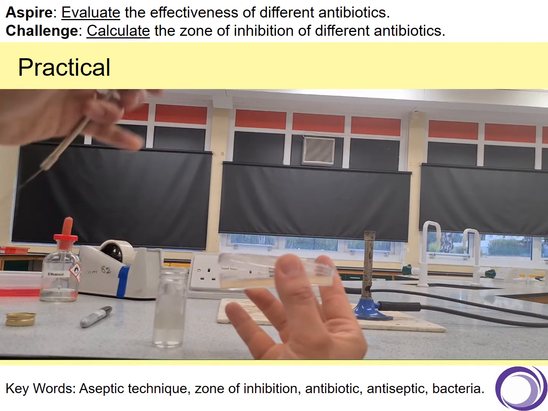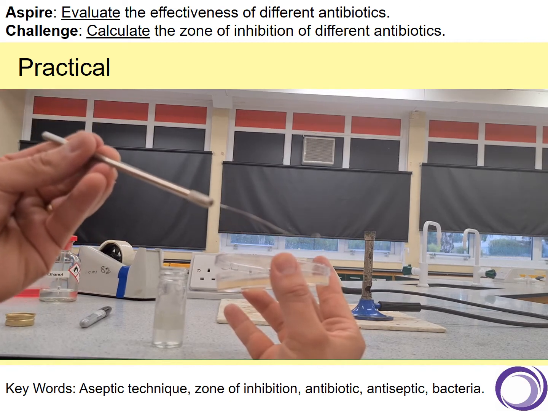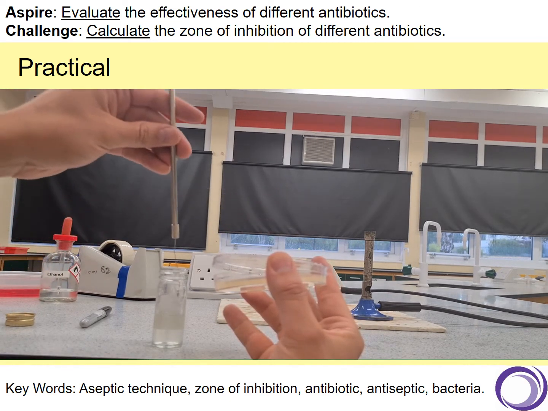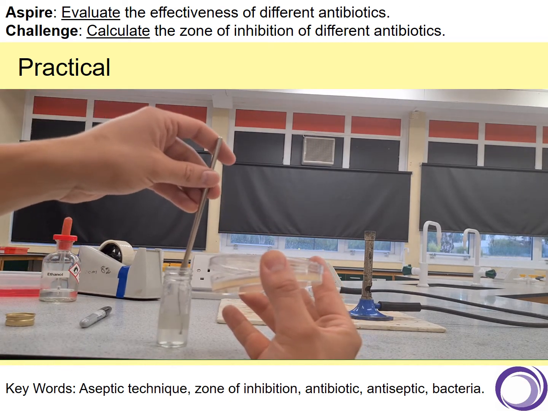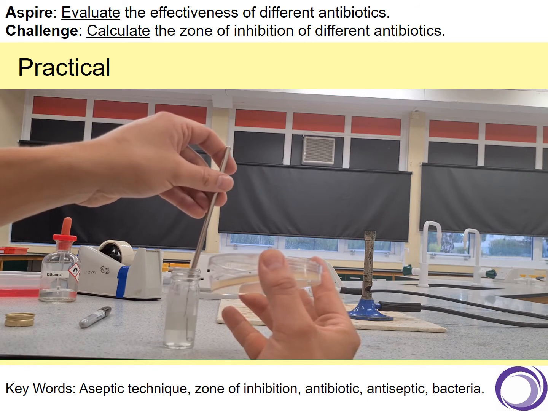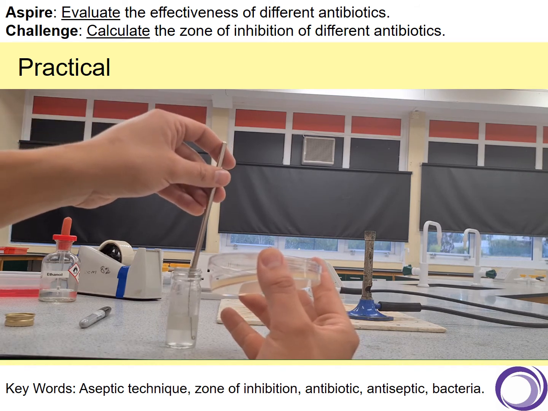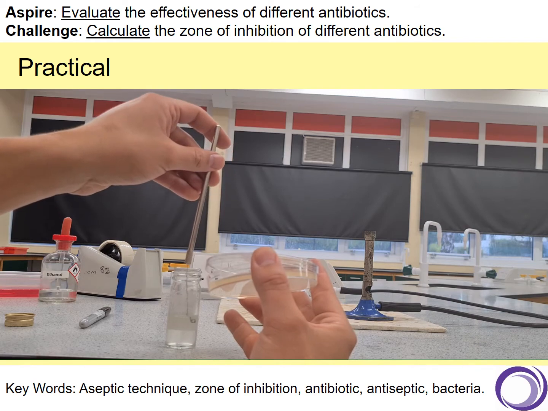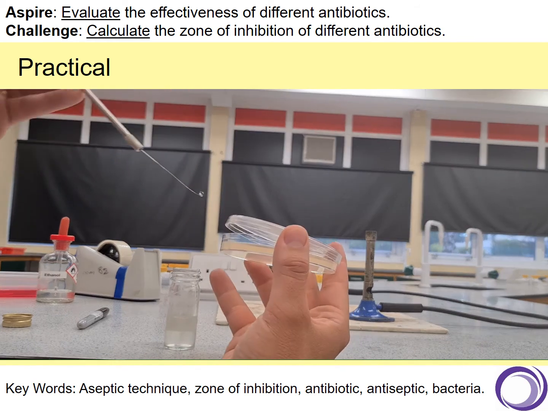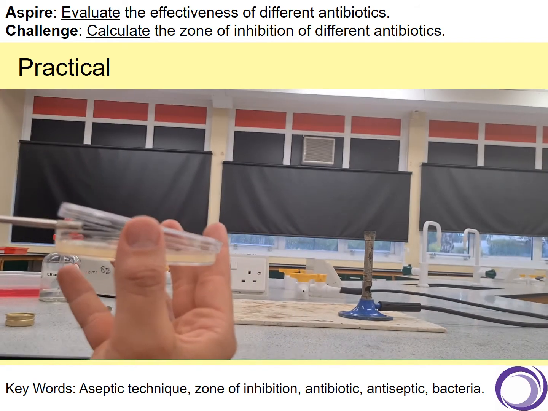Then I dip my inoculating loop, which has been sterilized, into my E. coli broth and move it around to make sure I got some. Now, some of that E. coli is transferred onto my inoculating loop. I then need somebody to put the lid on that.